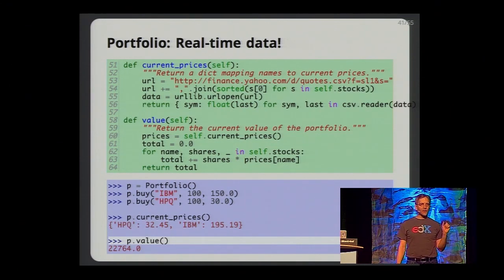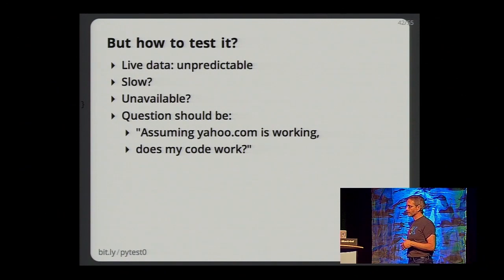Now think for a minute about how we're going to test this code. We cannot write an assertion that says, I assert that IBM is trading at $100 right now, because we don't know what IBM is trading at. That's the whole point of this code, is to get information that we don't have. How do we write a test that tests that this is working properly? Right? It's live data. It's unpredictable. That's its entire point.